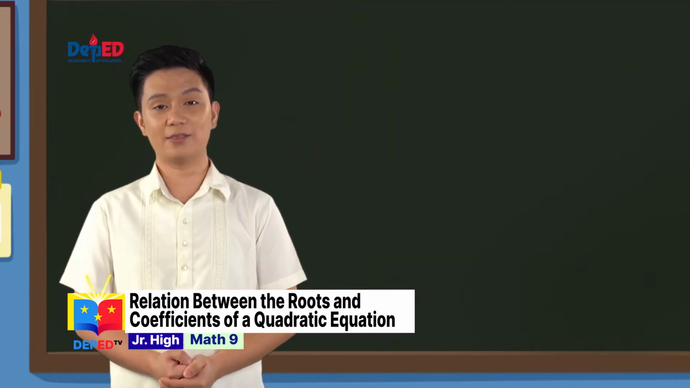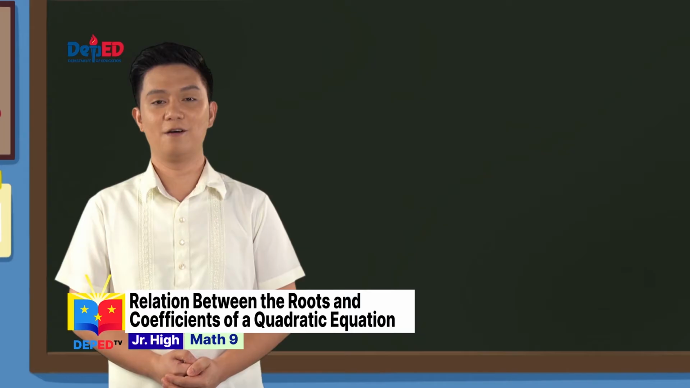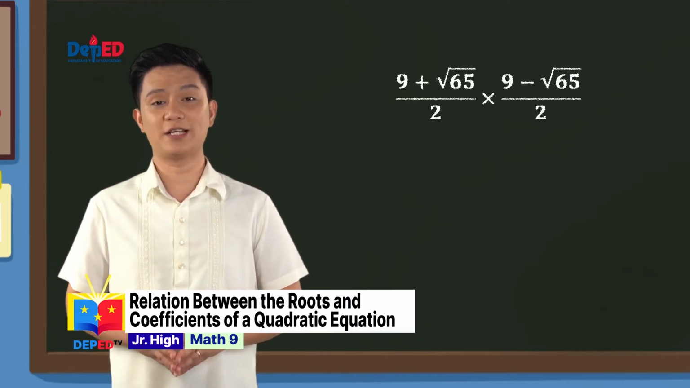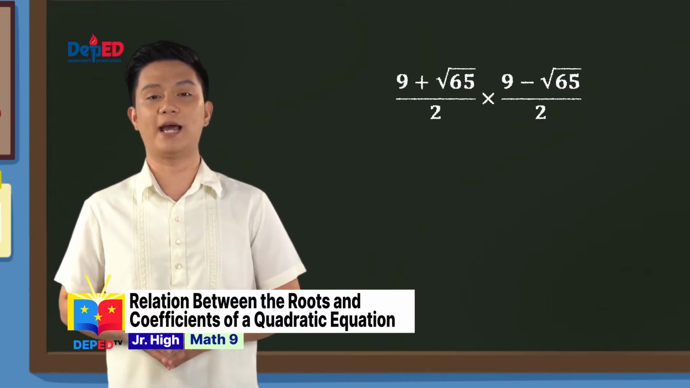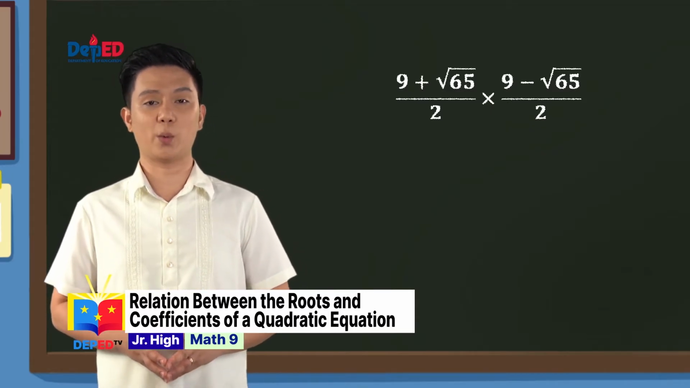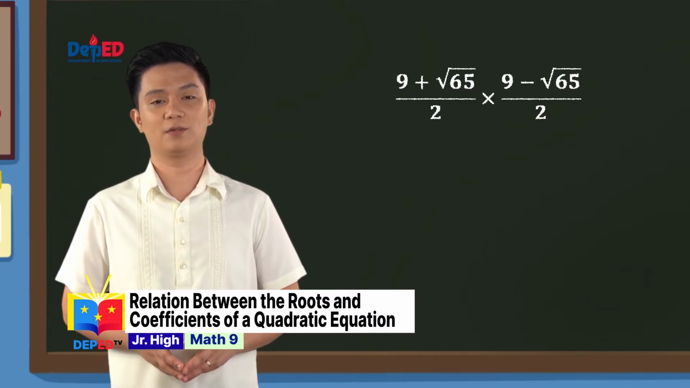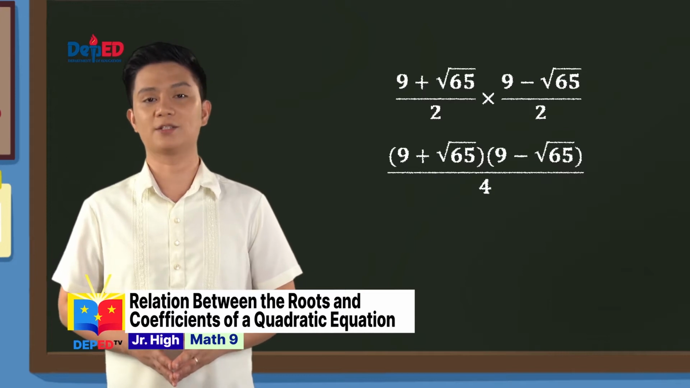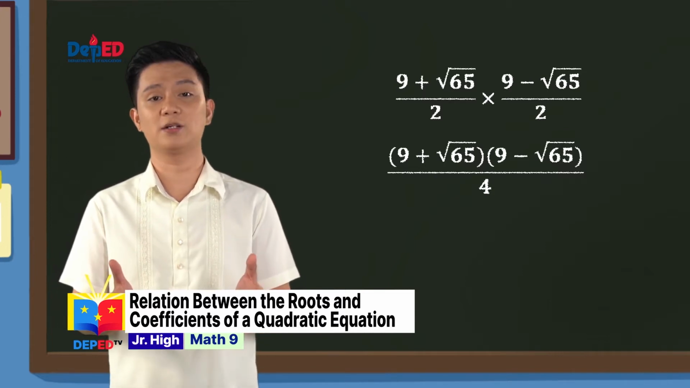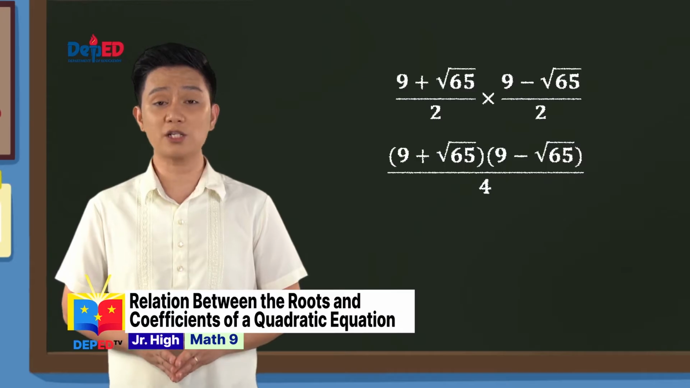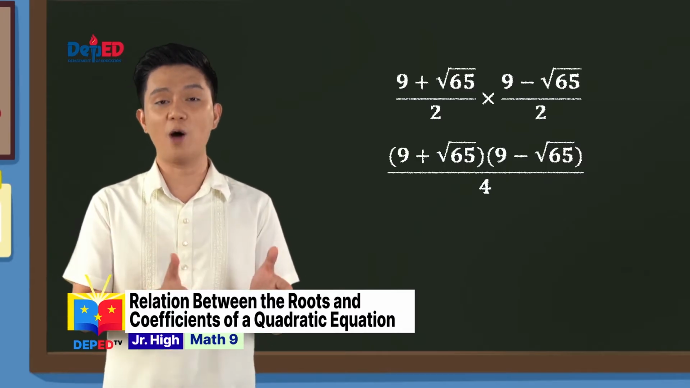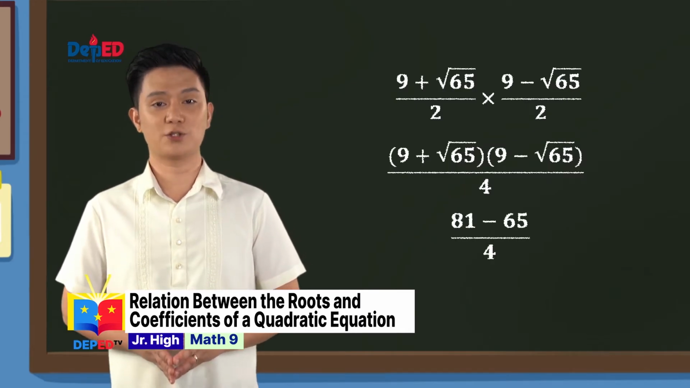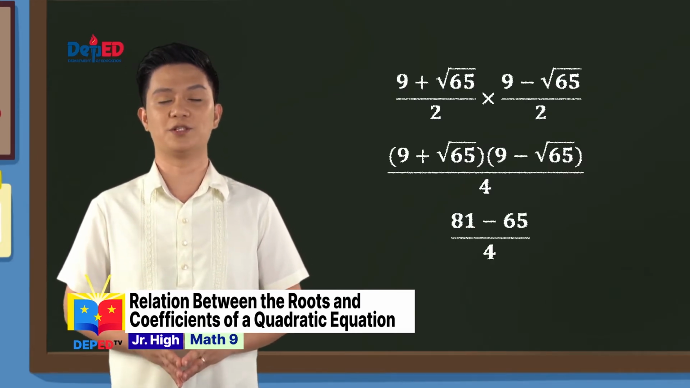Next, we get the product of the roots. For equation number 1, we have 9 plus the square root of 65 all over 2 multiplied by 9 minus the square root of 65 all over 2. We multiply the numerators and we also multiply the denominators. And in multiplying the numerators, we encounter a case of special products, which is the sum and difference of two numbers. So, we multiply the first terms and then the last terms.